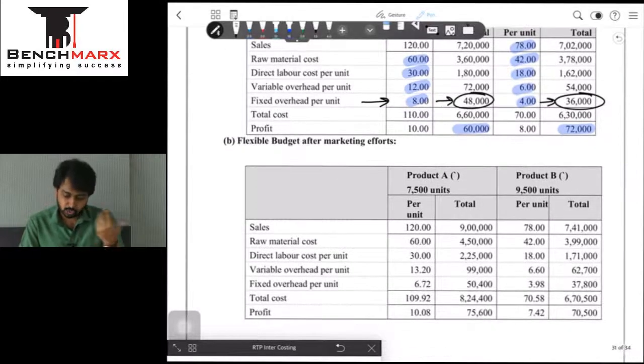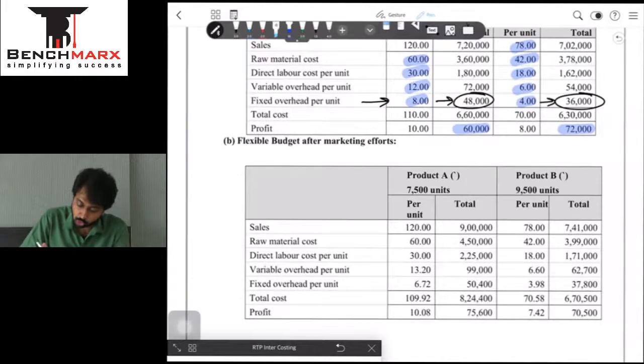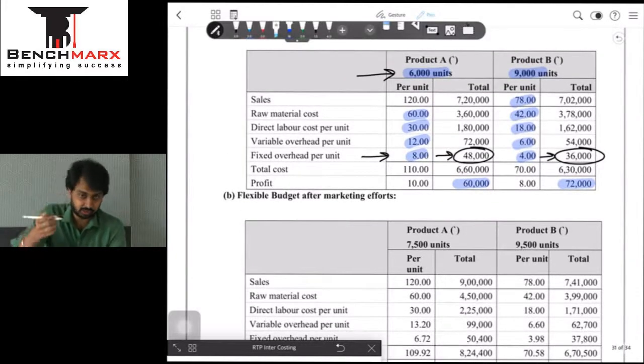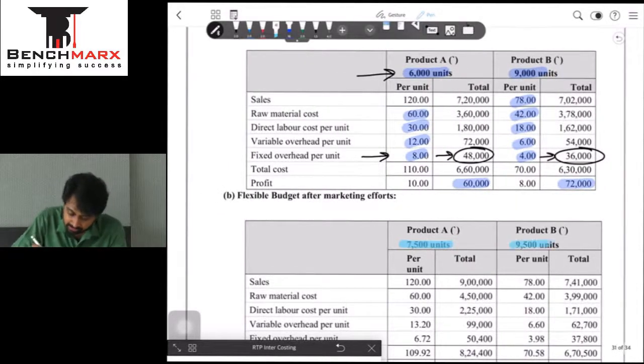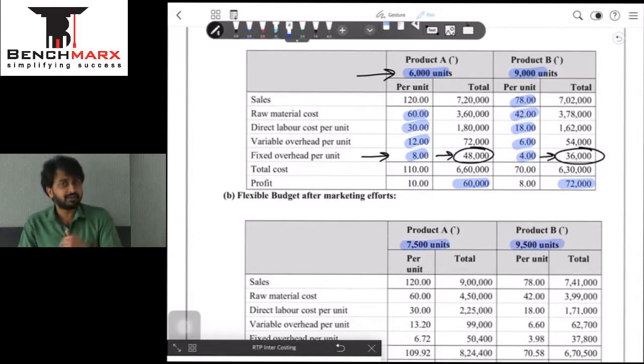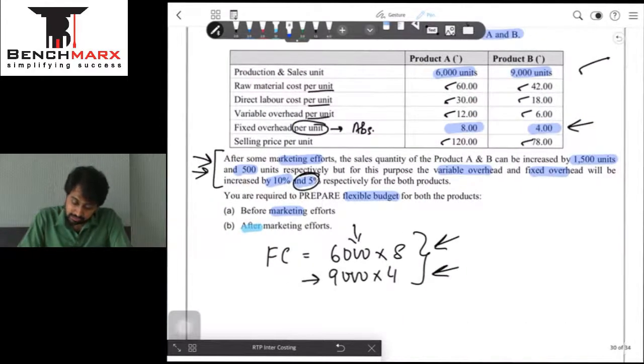ठीक है, so let us do part B. As I said, part B volume is changing. So A has become old level plus 1,500, that is 6,000 plus 1,500, that is 7,500, and the new level of B is 9,000 plus 500, that is 9,500. 9,500 is nothing but old level plus 500 and 7,500 is nothing but old level plus 1,500.